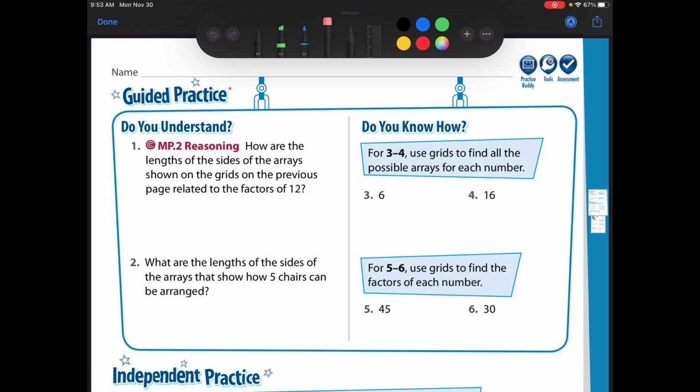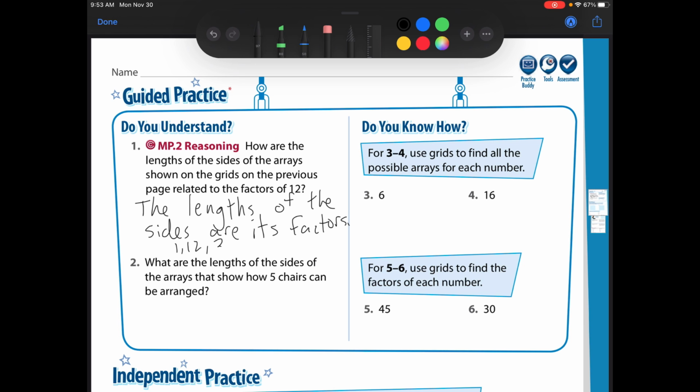So we're going to write it in a sentence. How are the lengths of the sides of the arrays related to the factors? The lengths of the sides are its factors. So if you remember, we had a length of 1, a length of 12, a length of 3, a length of 4, and a length of 2, and a length of 6. Those are all of its factors.